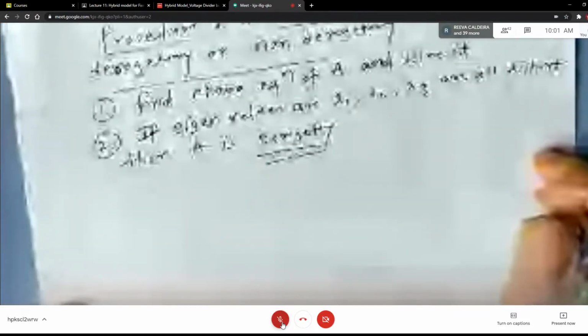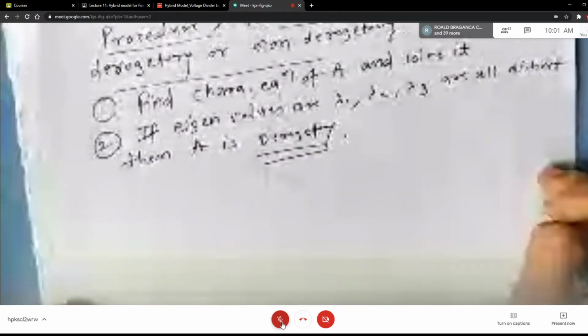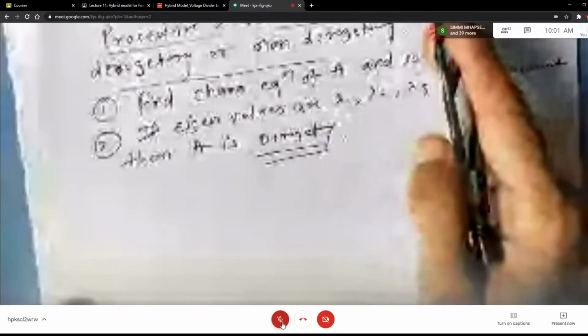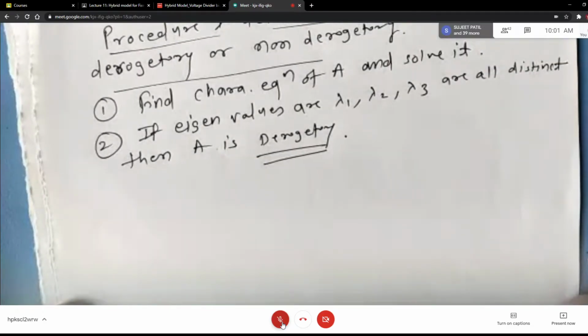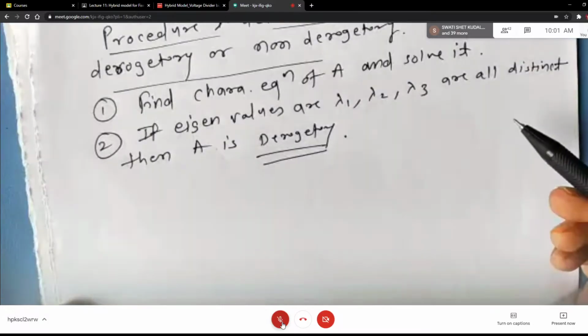Remember this point, students. If all eigenvalues are distinct, then you need not do anything else. Directly write it as non-derogatory. Why is it non-derogatory, students? What will happen exactly about the minimal polynomial?